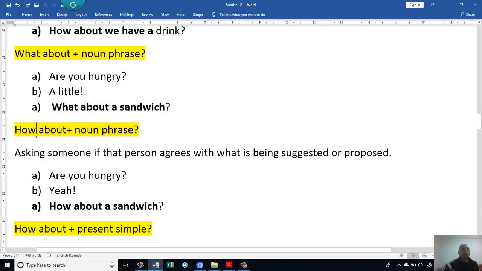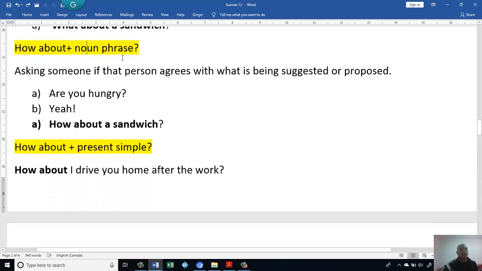Okay, let's see, same situation we have here. "How about," plus a noun phrase. It means that "what about" and "how about" have the same function when we make a suggestion. We ask someone if that person agrees with what is being suggested or proposed. That's the reason we use this. Let's go to that example. Friend A: "Are you hungry?" Friend B: "Yeah." Then friend A makes a suggestion: "How about a sandwich?" Then we have a question mark.